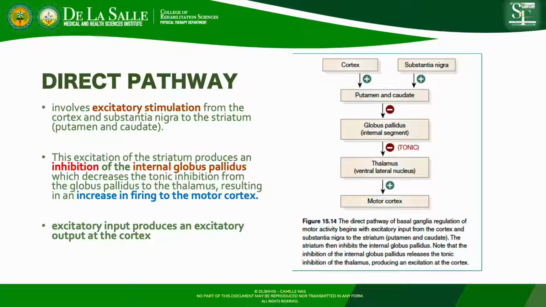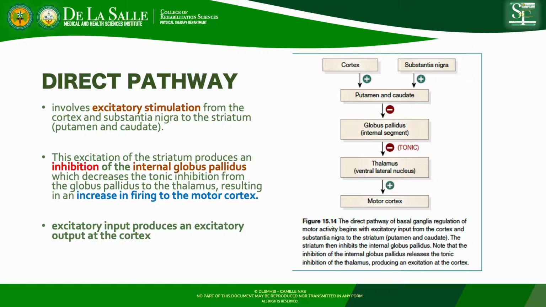Now, the direct pathway, this involves excitatory stimulation from the cortex and the substantia nigra to the striatum. This excitation of the striatum produces an inhibition of the internal globus pallidus. As I've mentioned earlier, the cortex in general is excitatory, and it will excite the striatum because it's the only connection they have to the basal nuclei. When the striatum is excited, its function is to inhibit the globus pallidus internal.